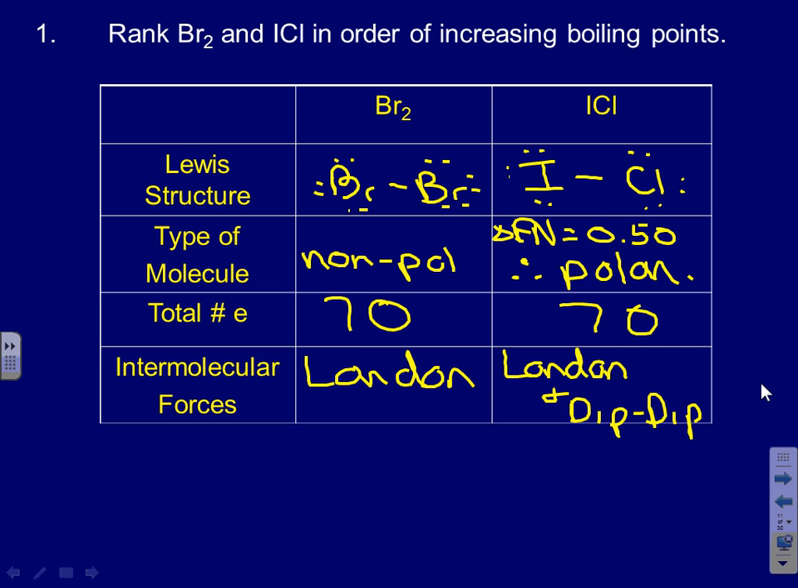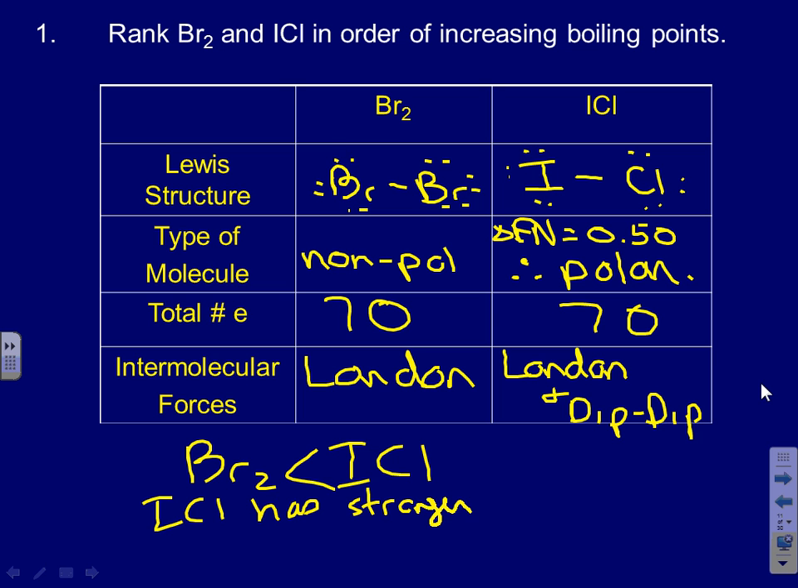So if we're going to rank them in increasing boiling points, I guess this was worded differently. Lower boiling point, higher boiling point. Br2 is less than ICl, since it said rank them in increasing boiling point. So I changed that sign over there. And why is that? ICl has stronger dipole-dipole interactions.